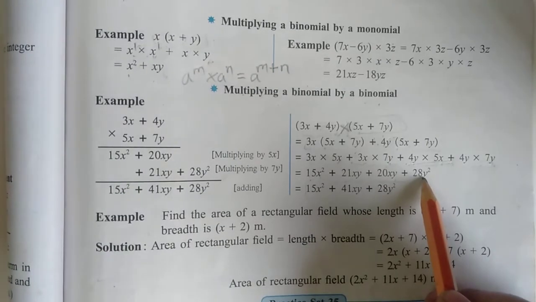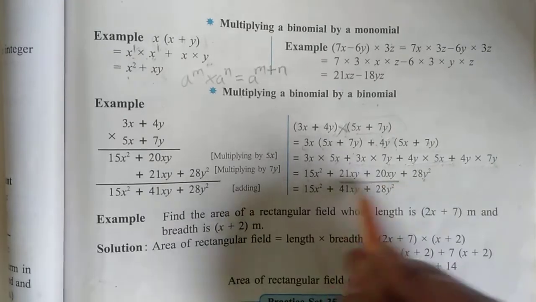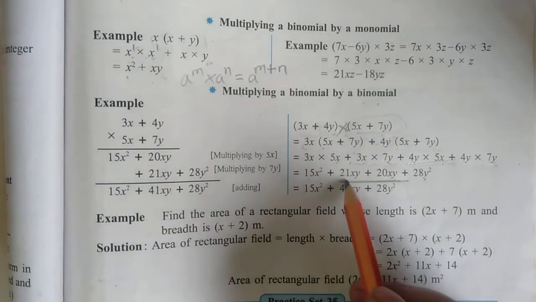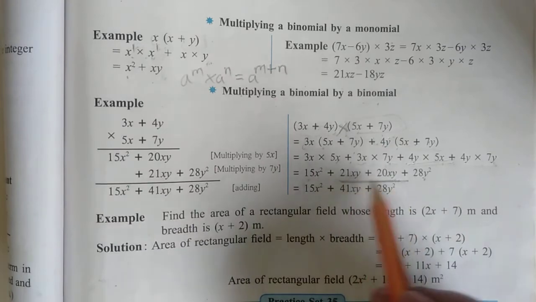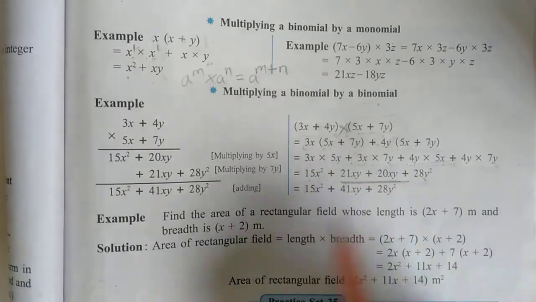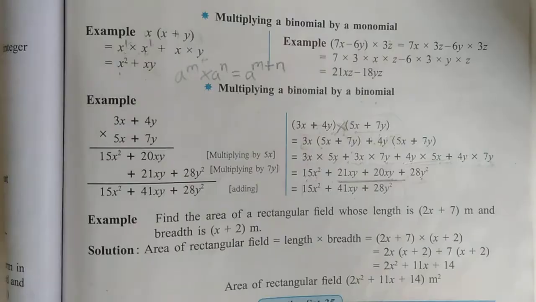Now check whether any like terms are here. Yes. So the middle two terms are like terms. So 15x square as it is, plus 21xy plus 20xy is 41xy, plus 28y square as it is. Very simple.